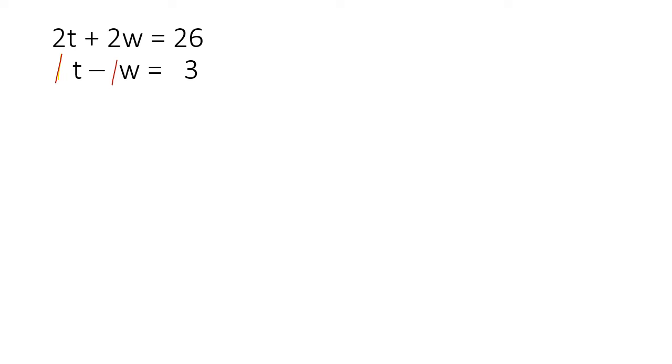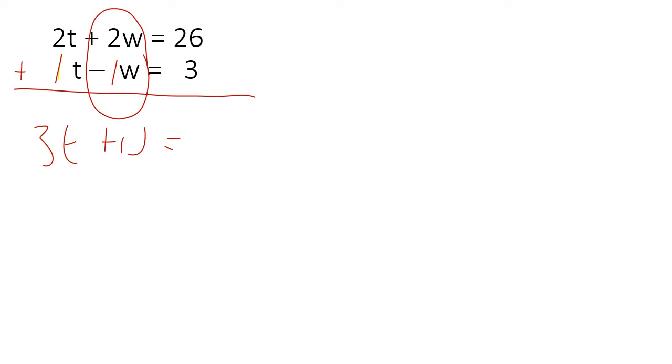So if we were to try and add or subtract this, I'm going to go ahead and just go with addition since I see a plus and minus here. If I were to add this, I would get 2t plus 1t is going to be 3t. 2w plus negative 1w is still going to get me w, and then 26 plus 3 is 29. So that's not going to isolate a variable for us in a way that we can use it to solve. So we have to take a different approach to this problem.